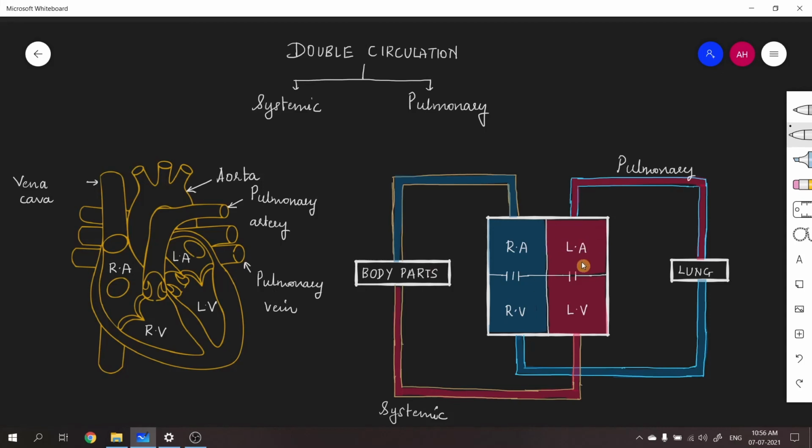And in this diagram, I've purposely highlighted the two sides of the heart. The right side of the heart is shown in blue and the left side of the heart is shown in red. This is to show the contrast of the oxygenated and the deoxygenated blood. We know that the right side of the heart always deals with the deoxygenated blood and the left side with the oxygenated blood. That is the reason I have shown red and blue colors, just to show the contrast.